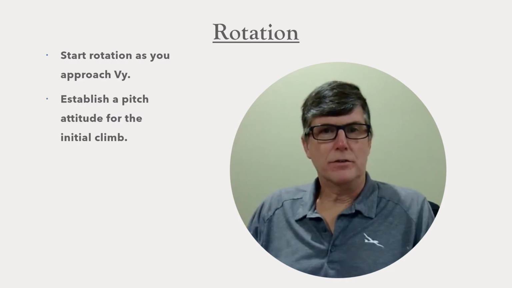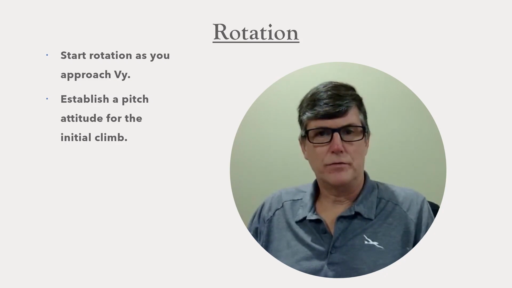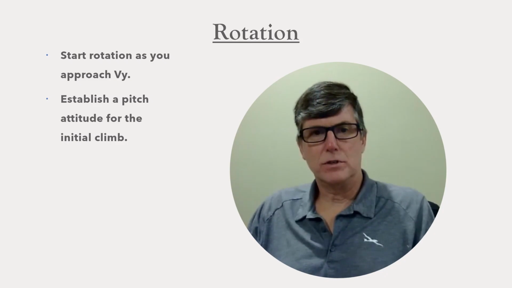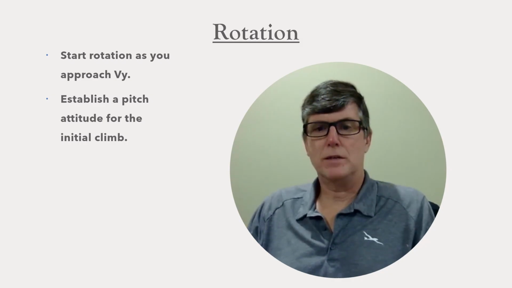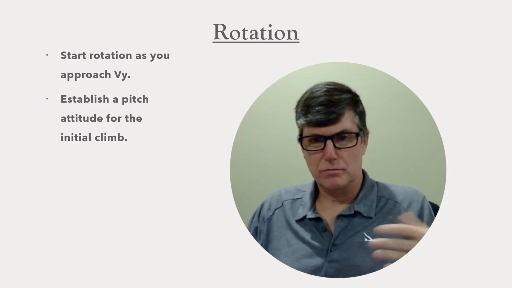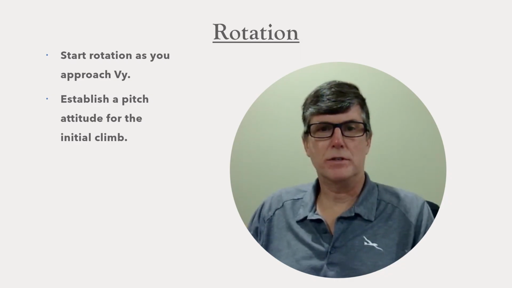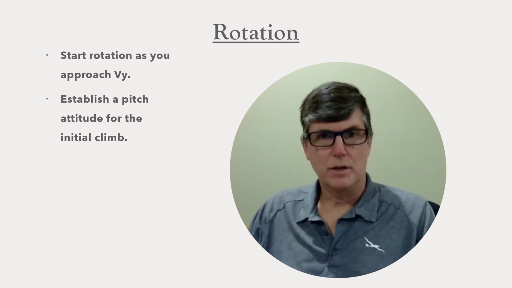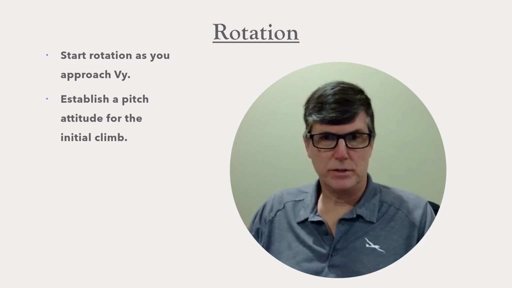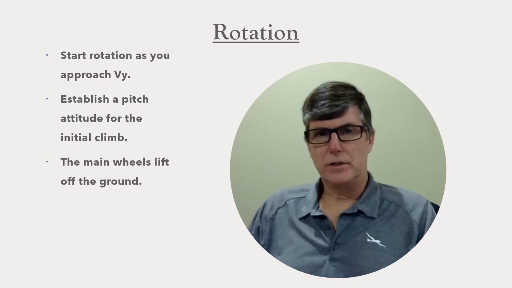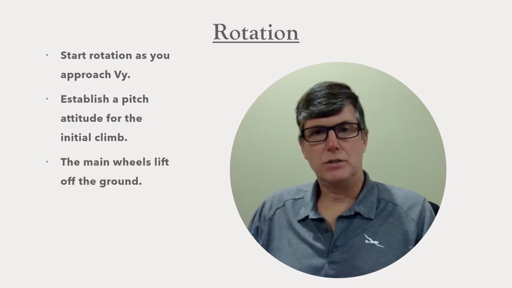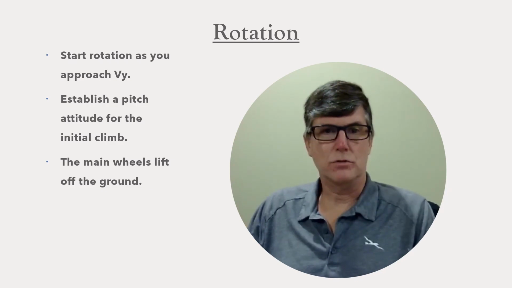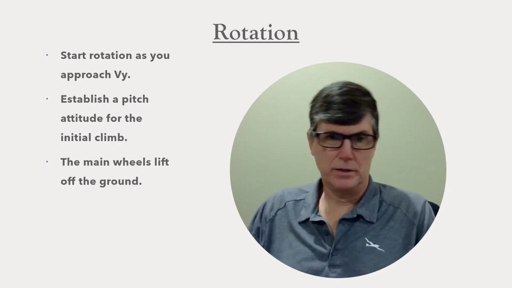You use the elevator to gradually raise the nose wheel off the ground. You want to establish a pitch attitude that corresponds to what you will need in the initial climb. And you'll know how to judge that based on experience after you've done it a few times. This pitch change may have some secondary effects that you need to compensate for. Typically, it will require some additional right rudder. Once the main wheels lift off the ground, then your rotation phase is complete and you'll start using the rules for controlling an airplane in a climb.